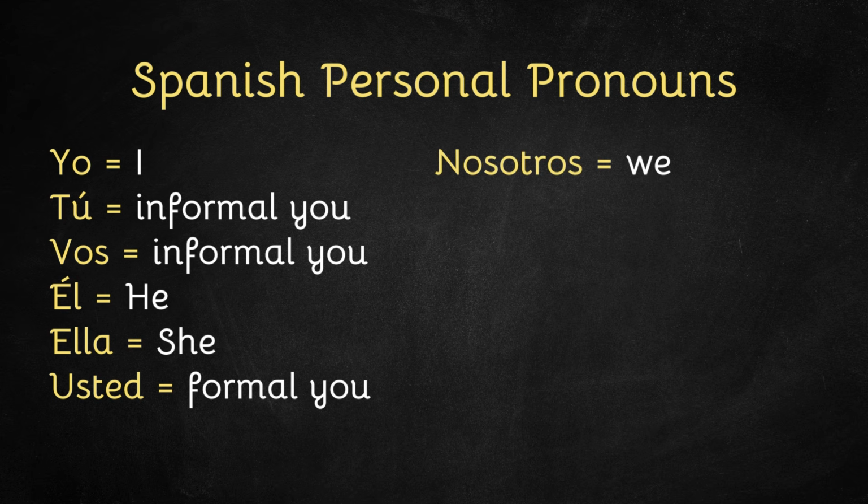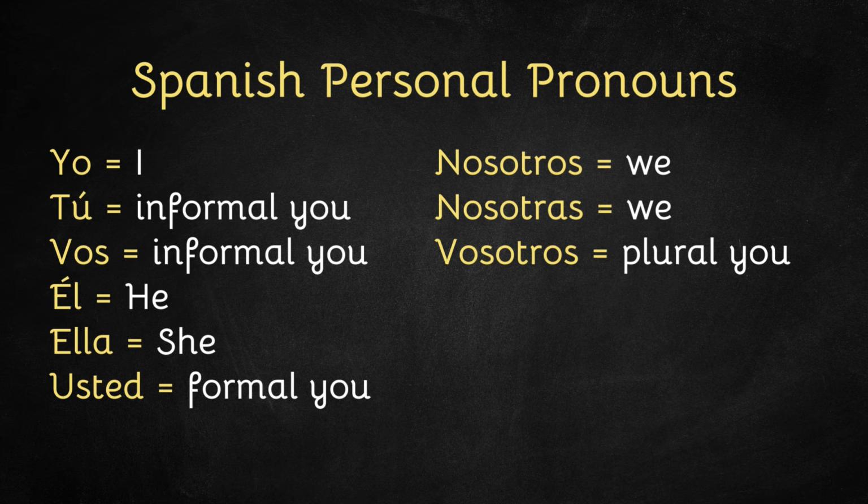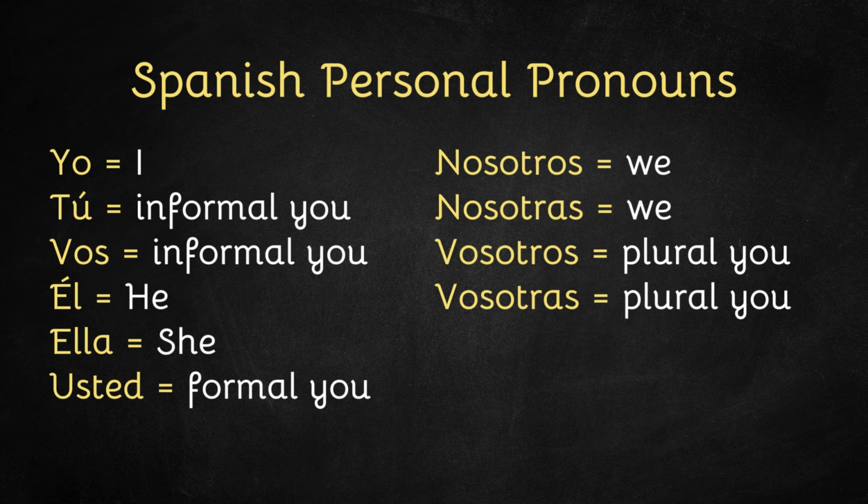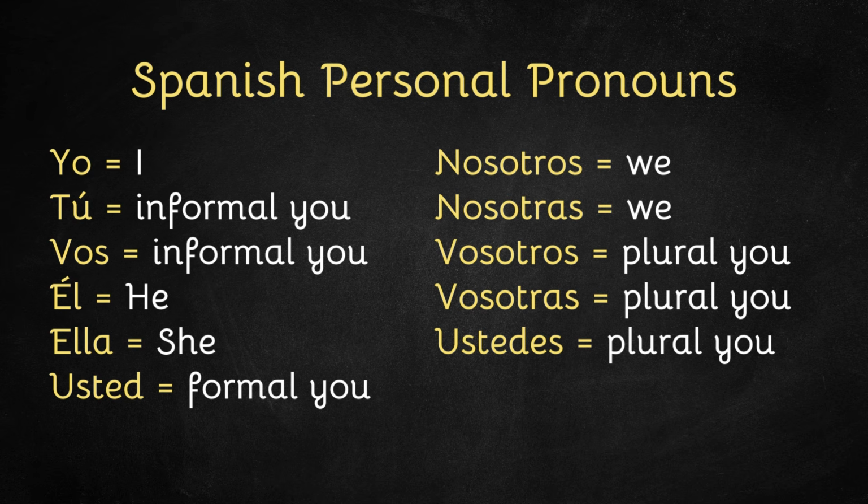Then we have nosotros. Nosotros means we, but it's used for a group of people that's all male or it's a mixed group of males and females. And then for an all-female group, we use nosotras. Nosotras. It also means we. In Spain, the plural you is vosotros. Vosotros for an all-male or mixed group, or vosotras. Vosotras for an all-female group. In Mexico and other Latin American countries, we use ustedes. Ustedes. And that means you all.